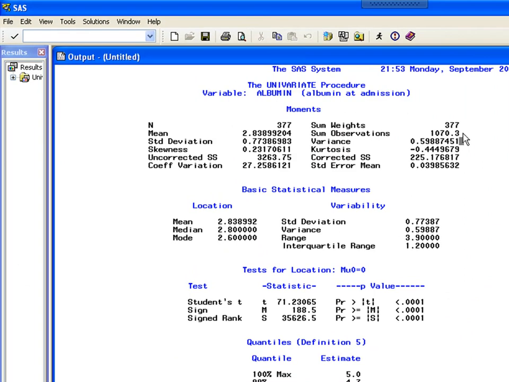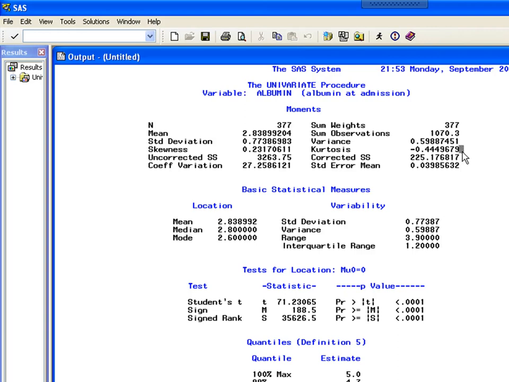Alright, how about the next number, 107.03? That's the sum of the observations. You know what that is. You take all the albumin levels, you add them up. It's the numerator of the sample mean, if you wish. Then we've got the variance, 0.59887451, rounded I guess is 0.6. Well, that's just the square of the standard deviation.